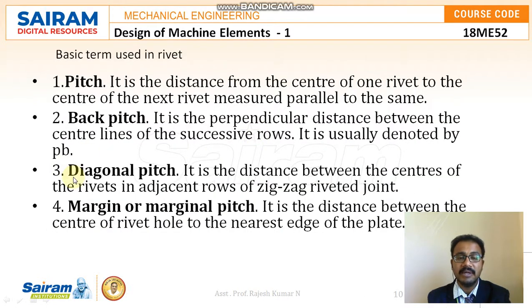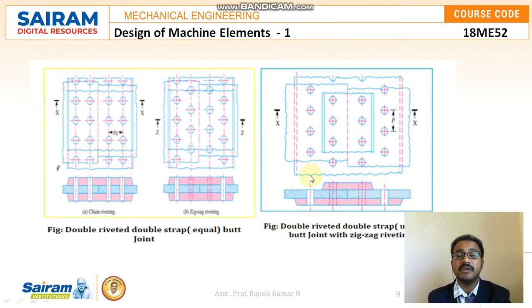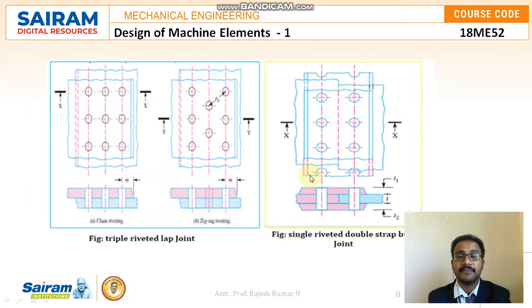And the third one is diagonal pitch. Diagonal pitch is the distance between the centers of rivets in adjacent rows of a zigzag riveted joint. So we should be very careful when we speak about chain rivets or zigzag rivets. As we know, chain riveting is where the locations of all the three rows of rivets are the same, but in the case of zigzag it is not the same.